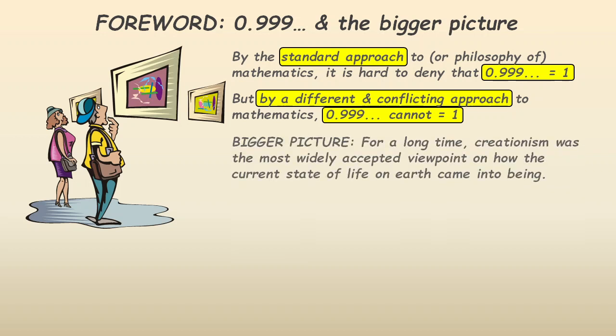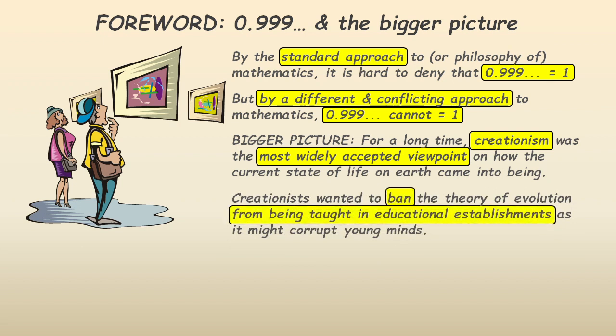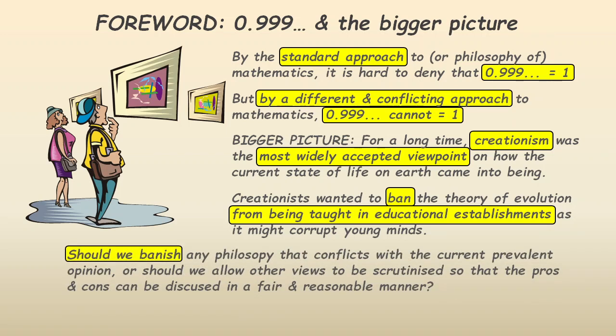If we take a step back and look at the bigger picture, this situation is very similar to the different approaches explaining the current state of life on Earth. Creationism was the widely accepted approach when the theory of evolution came along, and the creationists wanted to ban the evidence-based approach from being taught in schools for fear of corrupting young minds. Do we really want to banish alternative viewpoints like the creationists wanted to? Or should we allow the merits or otherwise of alternative viewpoints to be assessed through honest and open debate?